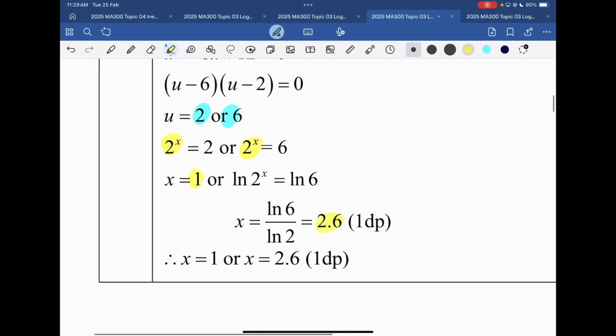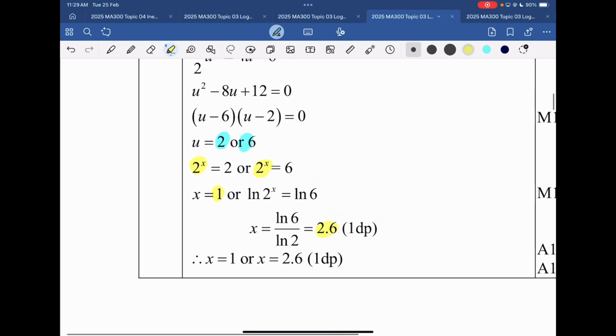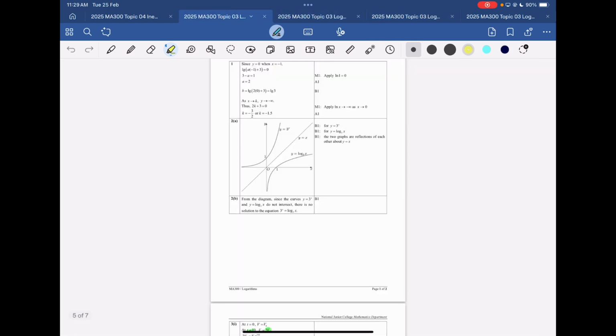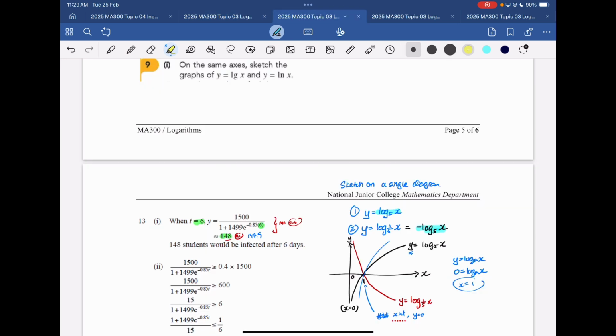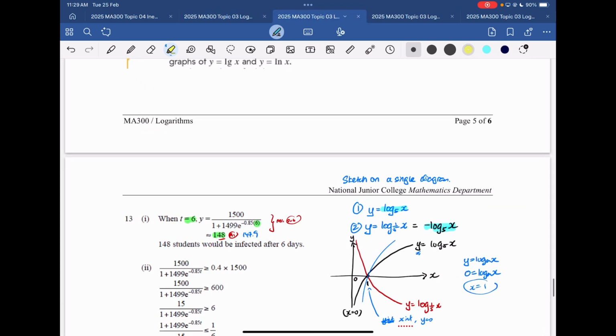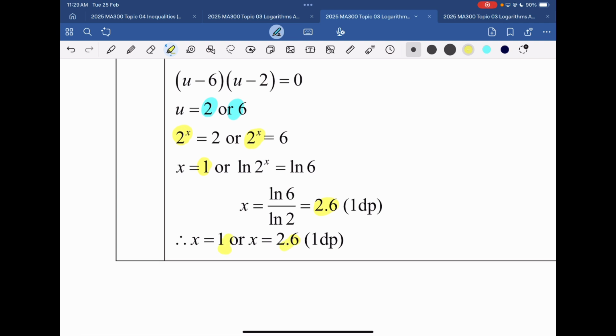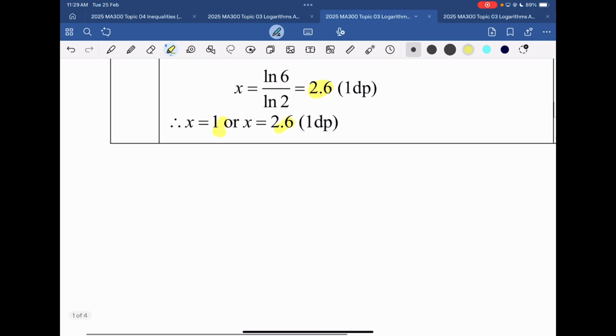Oh, because the question requires so. The question asks for 1 dp. So I said you see, over here. Okay, now you caught it. Just be careful, sometimes it's a typo. Okay, 1 or 2.6. Can get? Okay, so next.